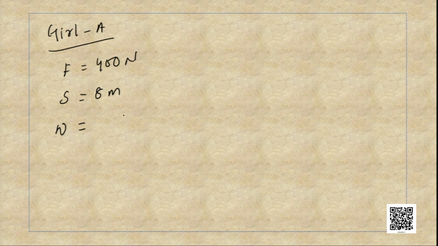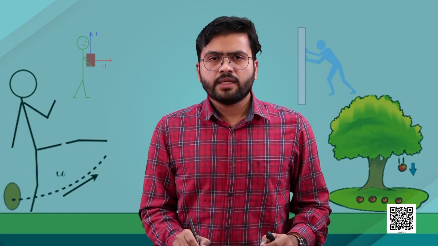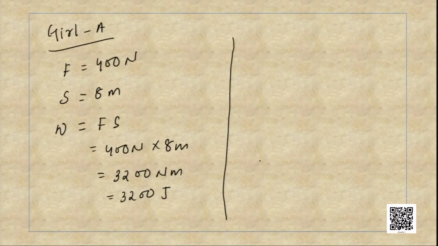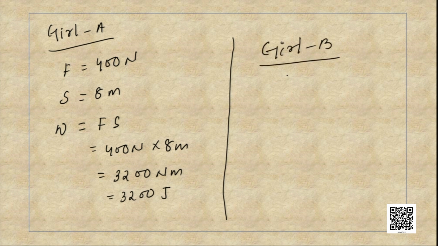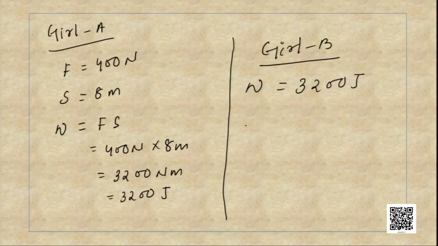That means the work done will be equal to F into S. That means 400 Newton multiplied by 8 meter. That will give us a value of 3200 Newton meter or 3200 joule. This is for girl A. The same way we can calculate it for girl B, as the force applied is same, displacement is also same. So for girl B also we will have the same amount of work, which is nothing but 3200 joule. But the power will be different because the time taken by girl A is different from girl B. So let's look at what will be the power.